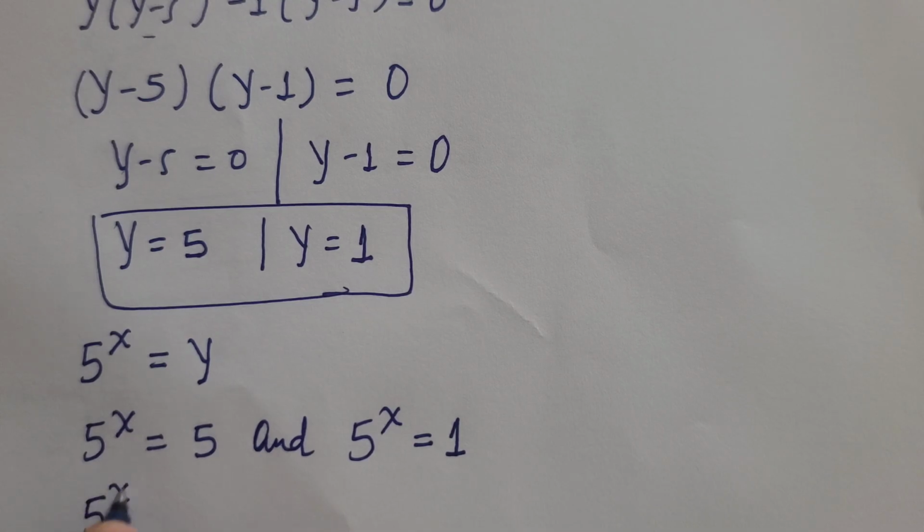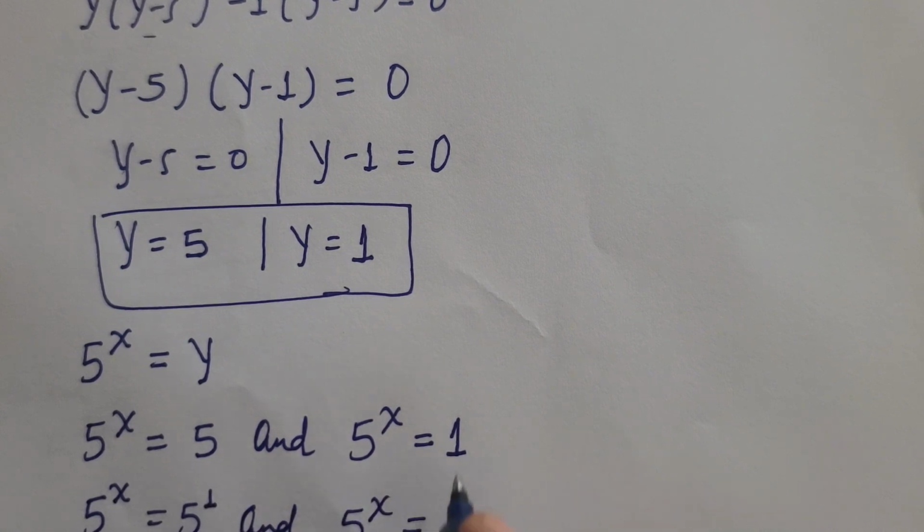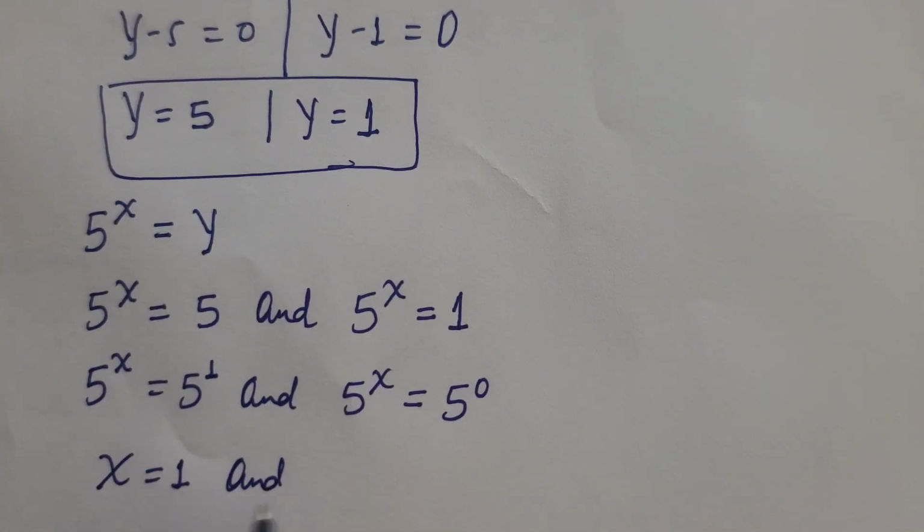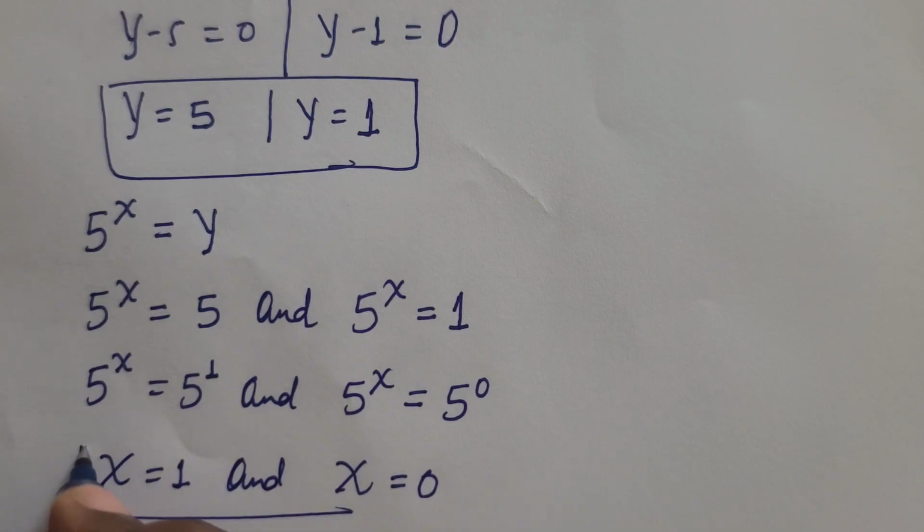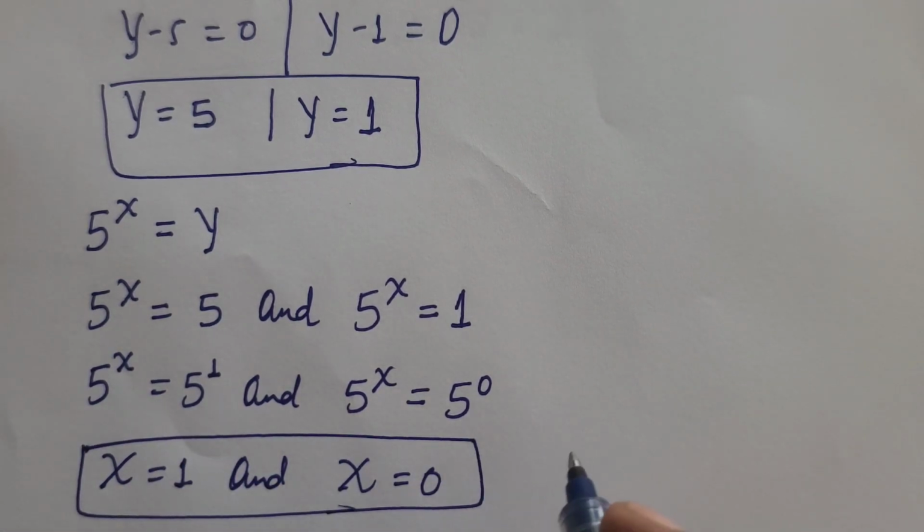Here 5^x equals 5^1, and 5^x equals 1 means 5^0. Any number to the power of 0 is 1, except 0 to the power of 0. Therefore, here x equals 1, and x equals 0. Therefore, the value of x for the above exponential equation is 1 and 0.